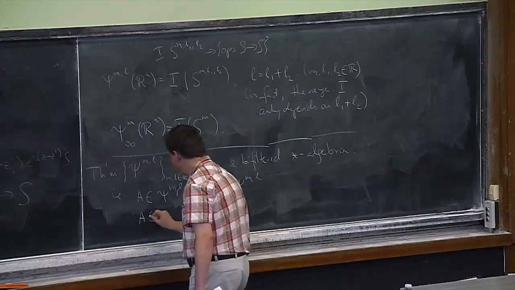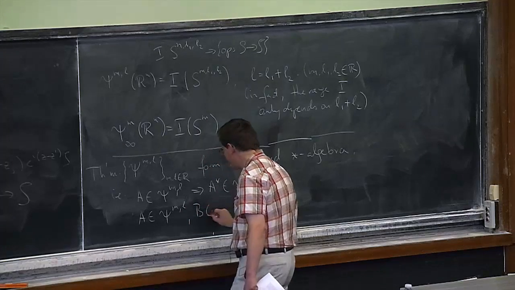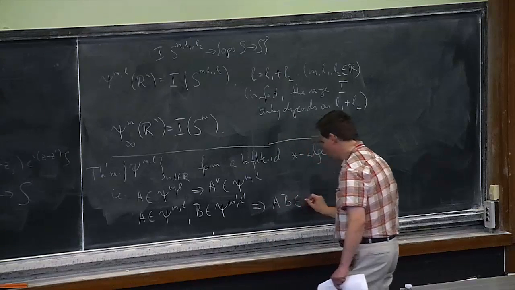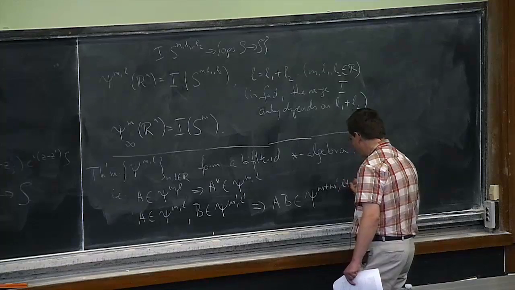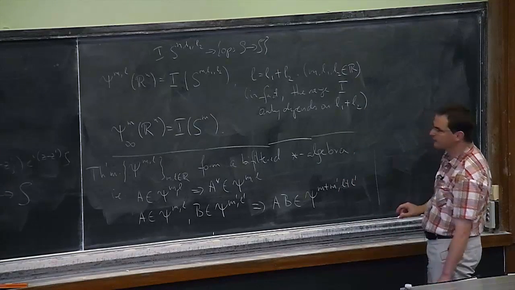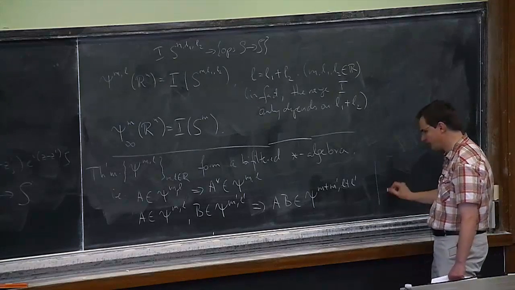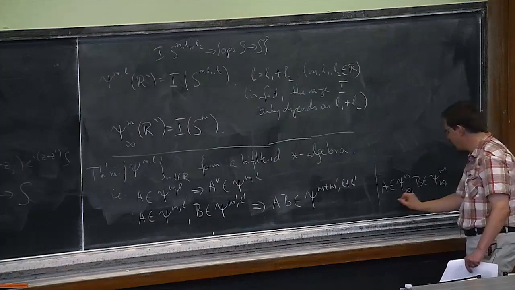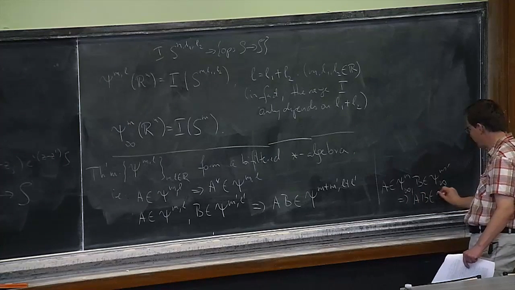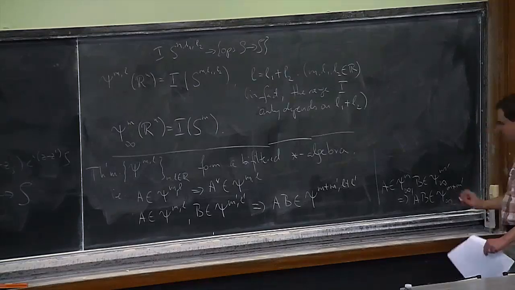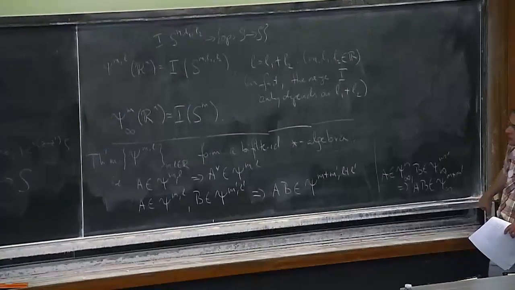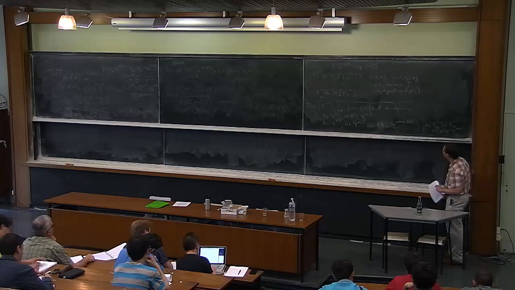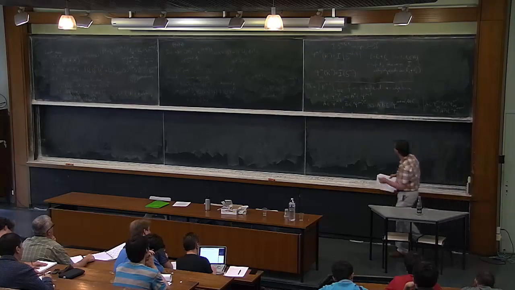And if A is in Psi^{m,l} and B is in Psi^{m',l'}, this implies that AB is in Psi^{m+m',l+l'}. And the analog is that the sub-infinity is the same. So for example, A in Psi^{m,infinity}, B in Psi^{m',infinity} implies that AB is in Psi^{m+m',infinity}. In fact, we get more detailed information about this in just a moment, but let's keep this as is for now.